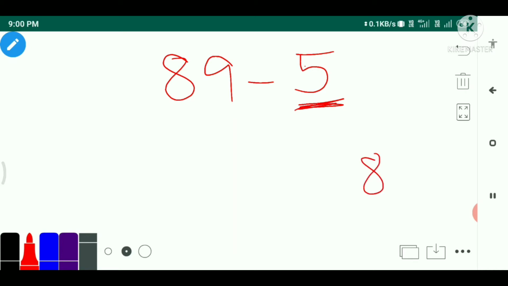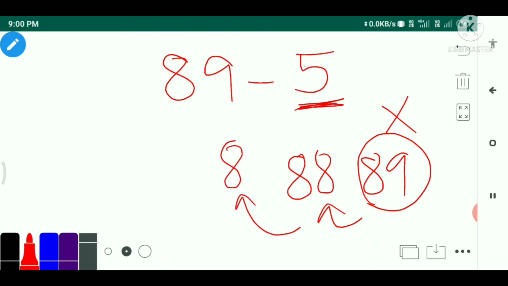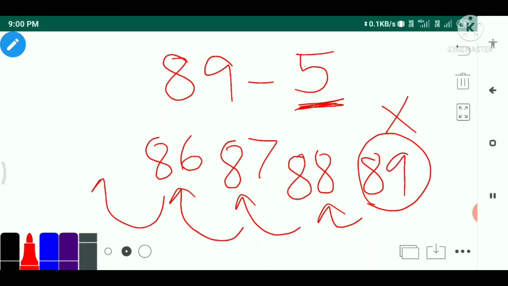So 89 is there. Before 89, what will be the number? This one we will not count, right? So before 89, 88. Before 88, 87. Before 87, 86. Before 86, 85, and before 85, 84.